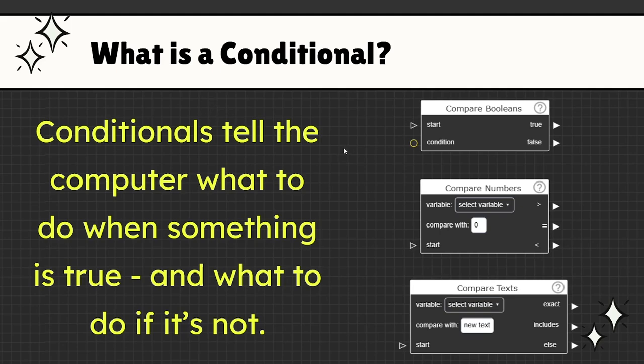So, conditionals will tell the computer what to do when something is true and what to do when it's not. Let's look at a compare number. You have a greater than, equal to, or less than. If a number is greater than something else, then we'll go to the first top node. If it's equal to this number, then we'll go to the middle node. And if the variable compared with this number is less than, we'll go to the bottom node. So that's the logic behind it.